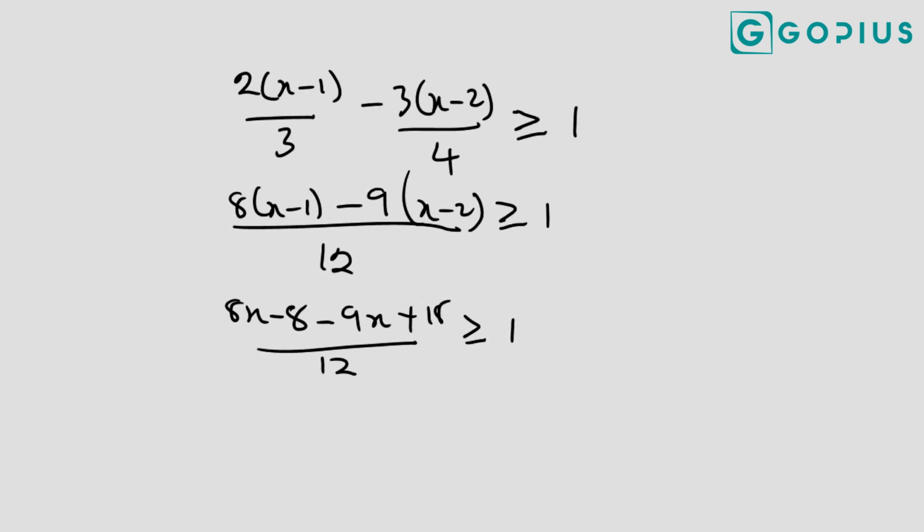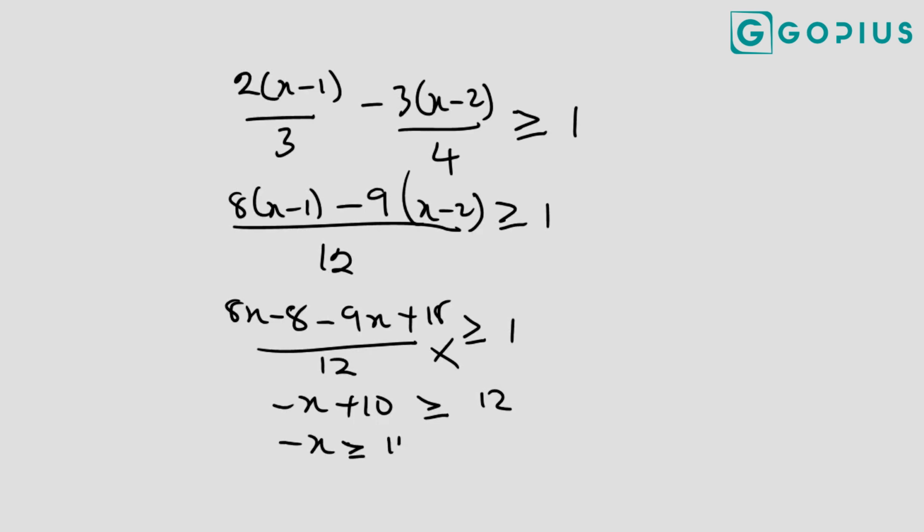Okay, so we can cross and multiply here. Here is 8x minus 9x. That's 8 minus 9 is minus 1. So we have minus x. And here is minus 8 plus 18, which will give you plus 10. We cross and multiply at this point. So we have 12 times 1 here. So this is greater than or equals to 12.